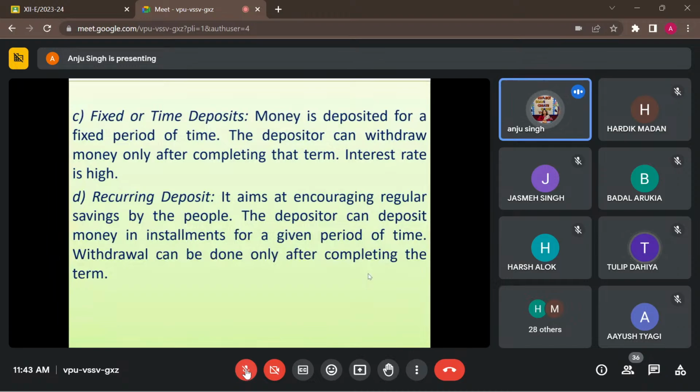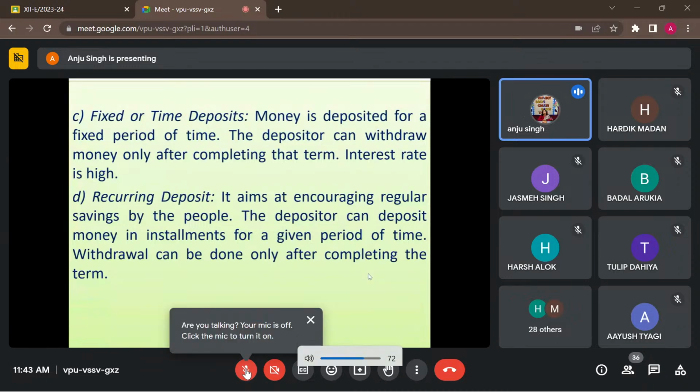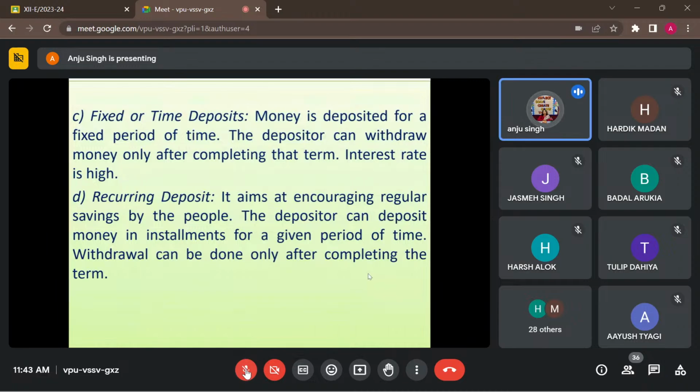Recurring deposit is also termed as a time-bound deposit. Money is deposited for a fixed period of time. And in recurring deposit, it is like EMI. Every month you go on saving some part of the amount, and then you can withdraw the total money only after completing the term. So both the deposits have higher interest rates than the other two deposits.